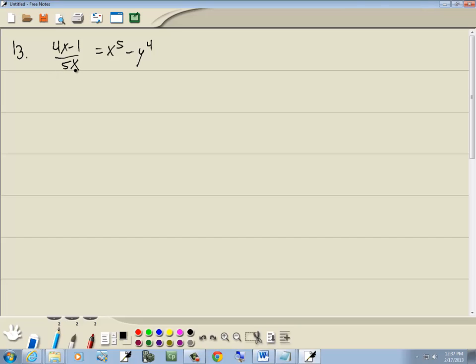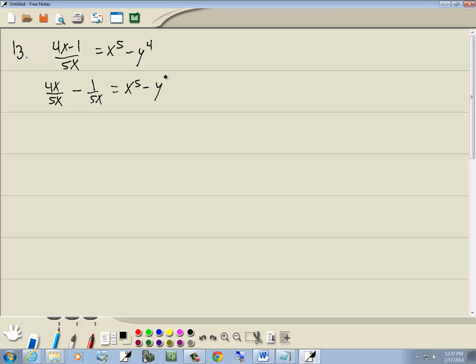My first idea when I saw this problem was to multiply everything by 5x to get rid of the fraction, mainly because I didn't want to do the quotient rule. And that would work. You could also do the quotient rule on this side. That would work. But another way you can do it is whenever you have a single term in your denominator, you can split it into separate fractions. So I can put 4x over 5x minus 1 over 5x.